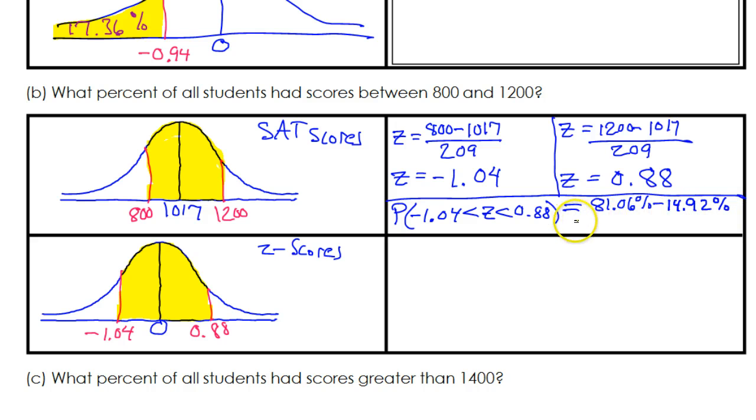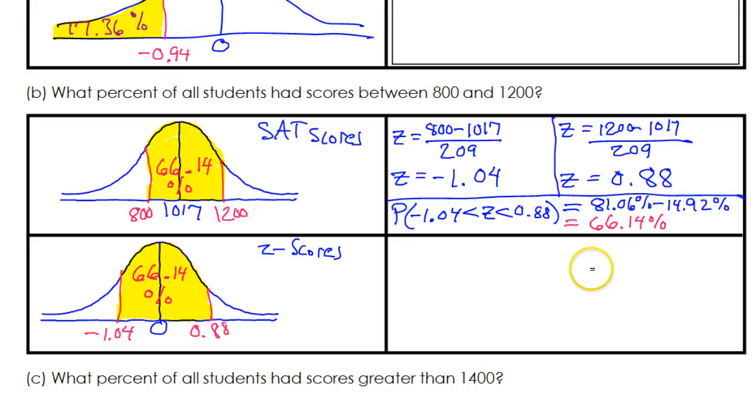Alright, so we're just going to subtract these to get the final answer. Maybe I'll change colors so you can see it better. Alright, but I'm just subtracting these two in my calculator. Alright, I'm coming up with 66.14%. Okay, so that's what we have here, 66.14%.